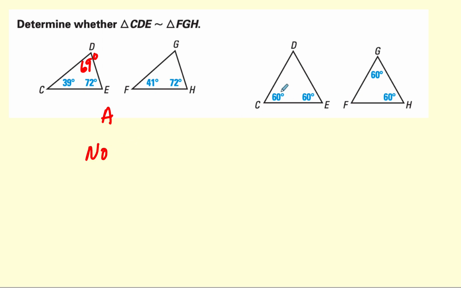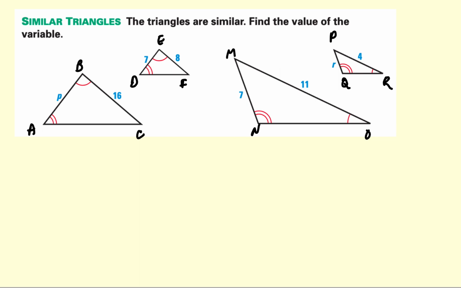Now let's take a look over here. Now we know that these two angles are 60 and these two angles are too. So we can say yes, and we can say it by angle-angle similarity. We have two angles of one triangle congruent to two angles of another. We know the triangles will be similar. These two triangles are similar.